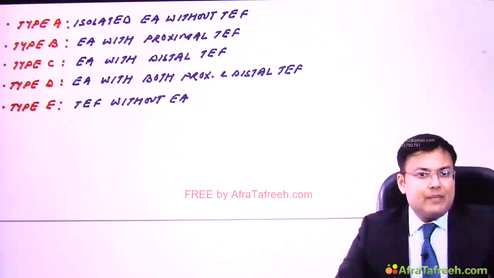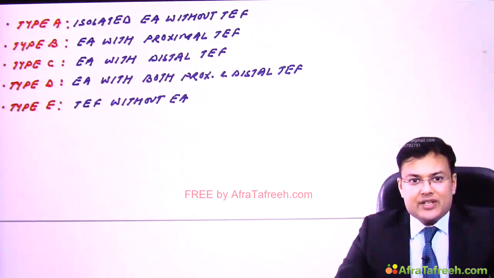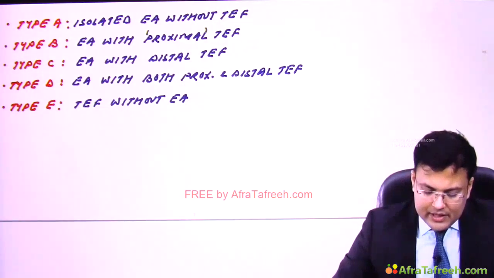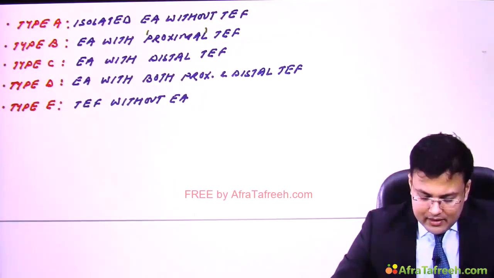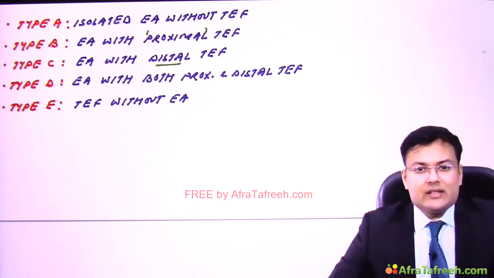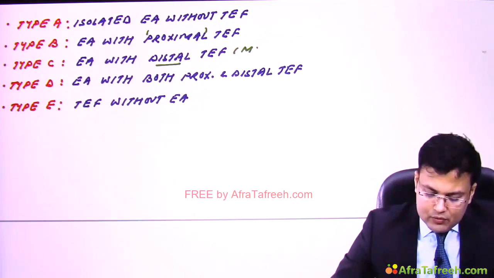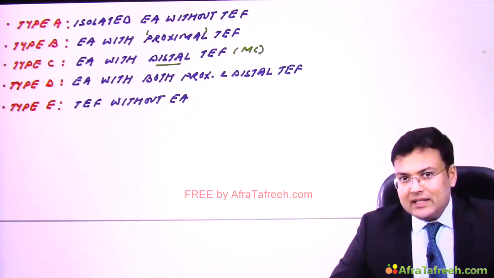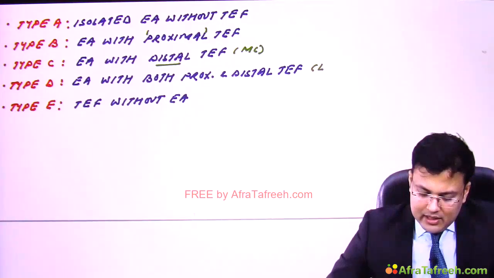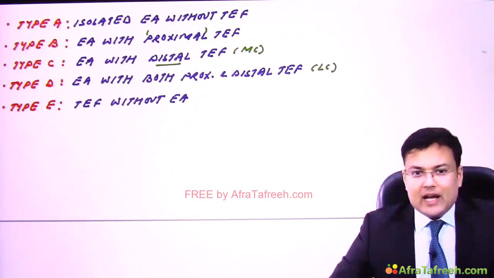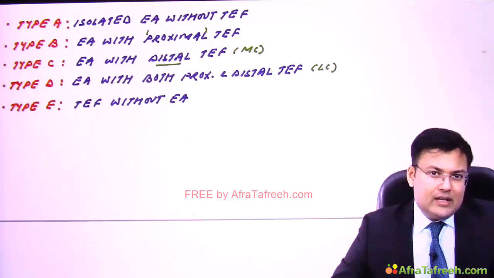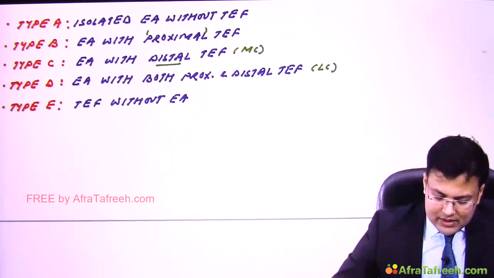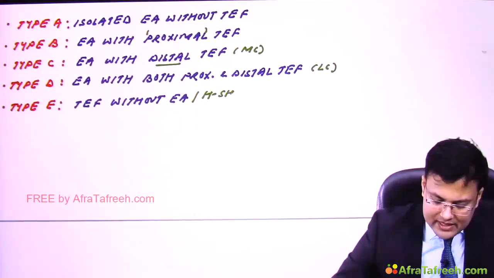So let's quickly revise. Type A was isolated esophageal atresia. Type B was esophageal atresia with proximal tracheoesophageal fistula. Type C, esophageal atresia with distal tracheoesophageal fistula, was the most common type. In type D, there was both proximal and distal tracheoesophageal fistula. It was the least common type. And type E was having only tracheoesophageal fistula without any esophageal atresia. It is also known as H-shaped fistula.